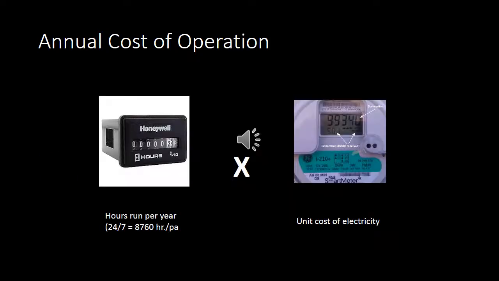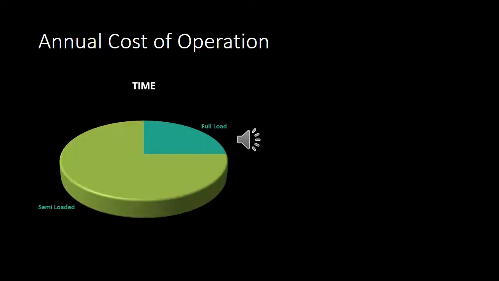Next, you'll need the operating hours, which is the number of hours per year that the equipment is energized. You'll also need the unit cost per kilowatt hour of electricity. You may also need to determine the operating level and the percent time that the equipment is running at this operating level. If the equipment runs at the full load operating level for 25% of the time and at the semi-loaded operating level for 75% of the time, you will need to do this calculation twice, once for each load condition, and add the results.